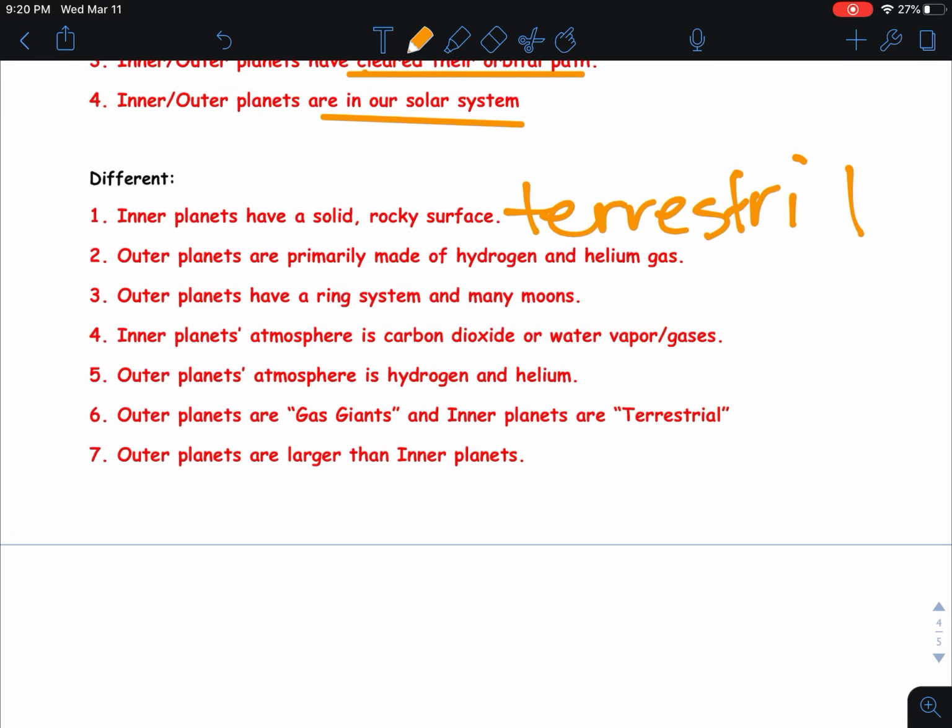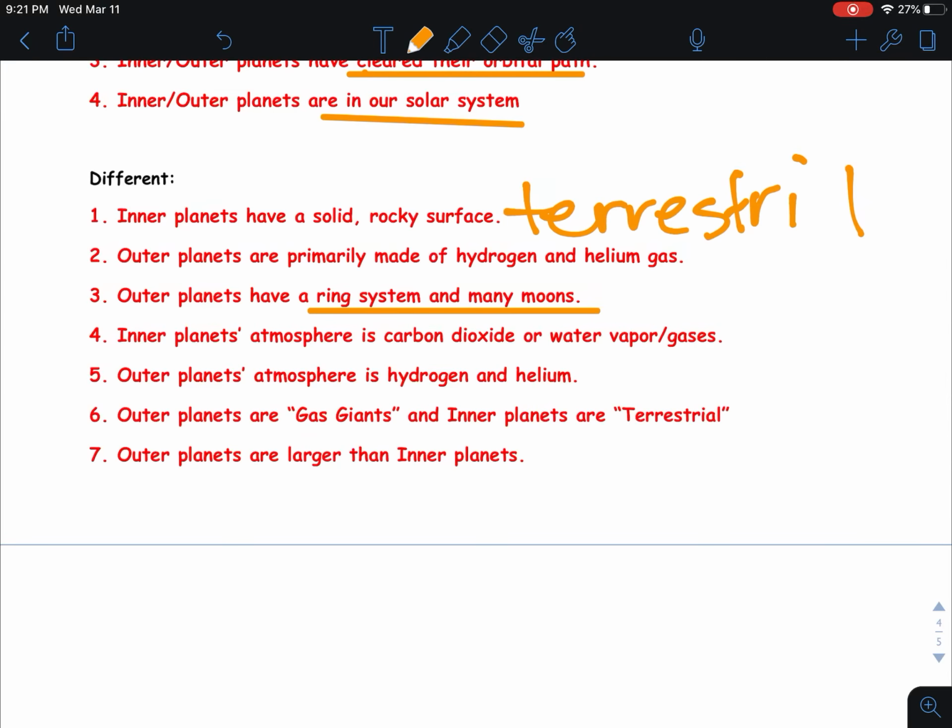Okay, outer planets are primarily made of hydrogen and helium. Outer planets have a ring system and many moons, even though we have a moon and Venus has a moon. Mars has a moon, sorry. Our inner planets, they do not have many moons and we don't have ring systems. So that is absolutely how they are different.